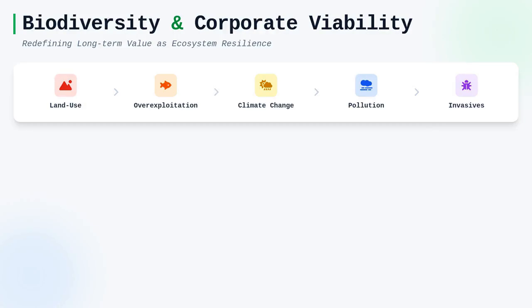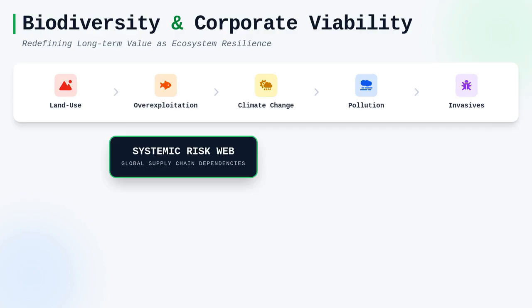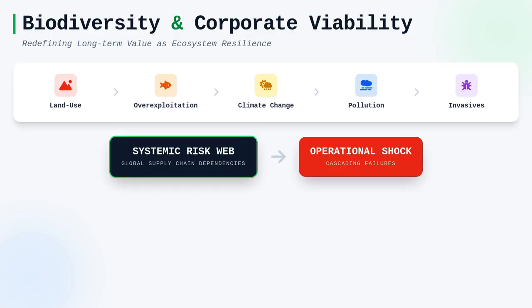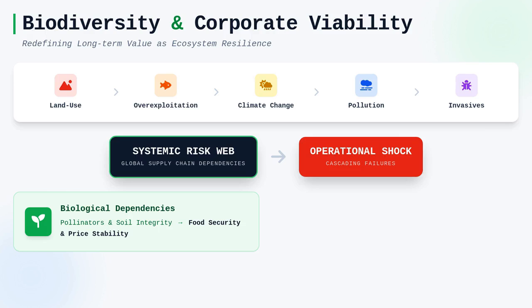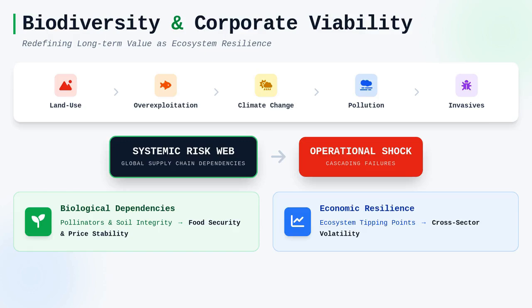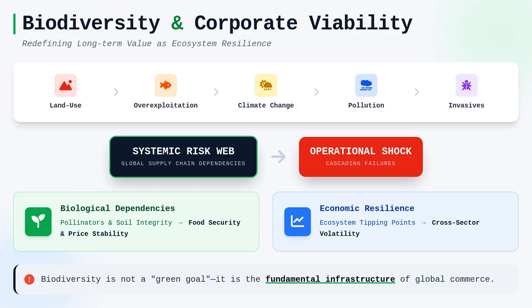When we consider the systemic nature of these risks, we must look beyond individual corporate operations and view the global supply chain as a complex, vulnerable web of dependencies. For instance, agricultural outputs are highly sensitive to pollinator health and soil microbiome integrity, meaning that specific biodiversity loss directly impacts food security and commodity price stability. When ecosystems reach a tipping point and cease to provide their regulating or provisioning services, the resulting operational shock can trigger cascading failures across sectors that rely on these steady inputs.